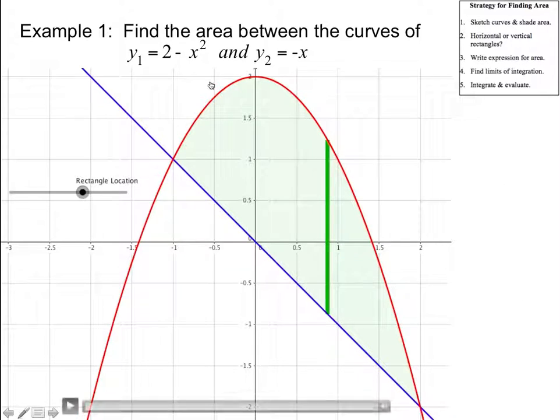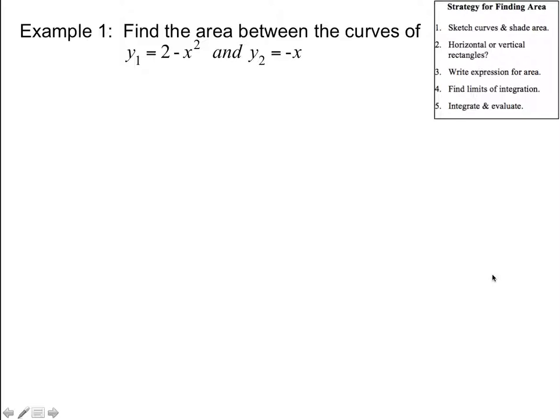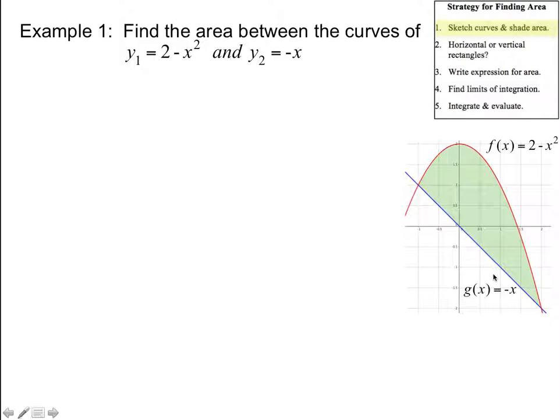algebraically. So here's our sketch of the curve, and here's our shaded region. And then, in this case, our vertical rectangle is drawn here with our dx, that's the width of our rectangle, and the height of our rectangle is going to be f of x minus g of x, or in reference to this setup and these variables, it's going to be y1 minus y2. So I'm going to go ahead and write the expression for the area.